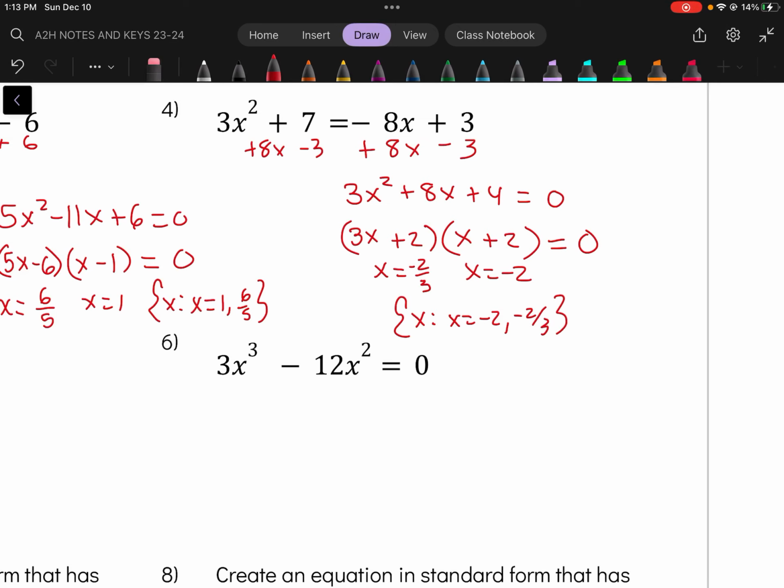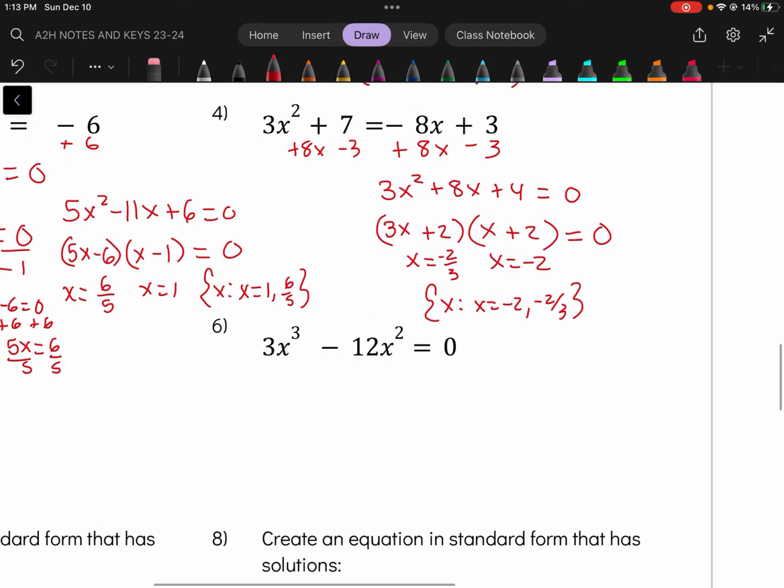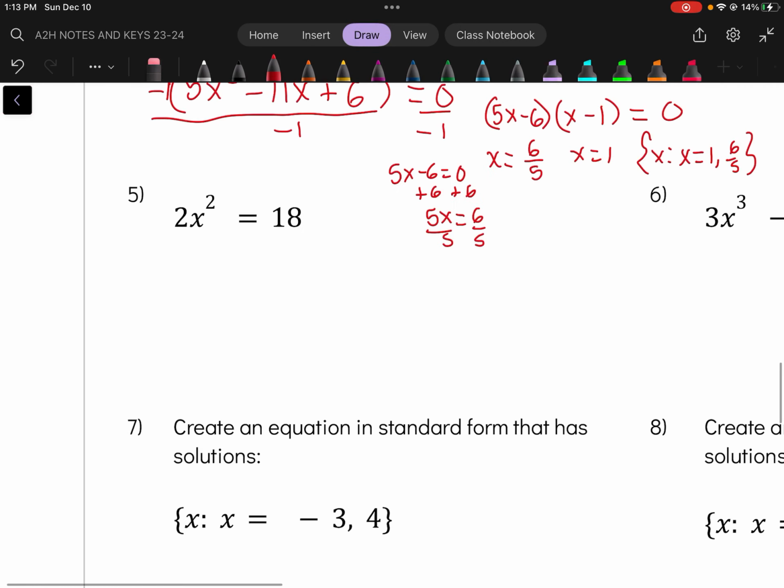And notice how I put it from least to greatest. You're listing out all the solutions, okay? All right, a couple more. This one's interesting. I'm going to still set one side equal to 0.